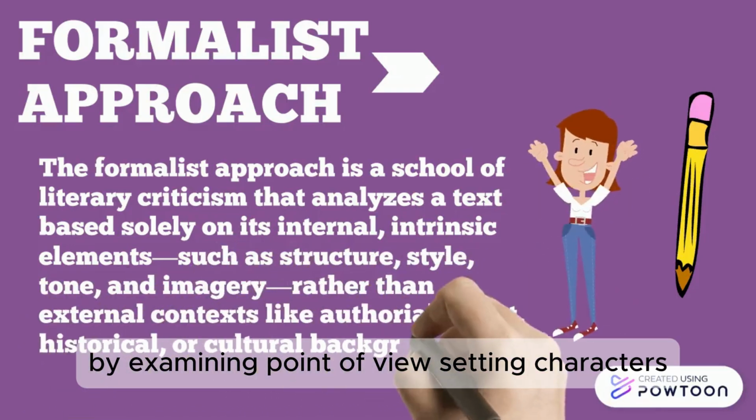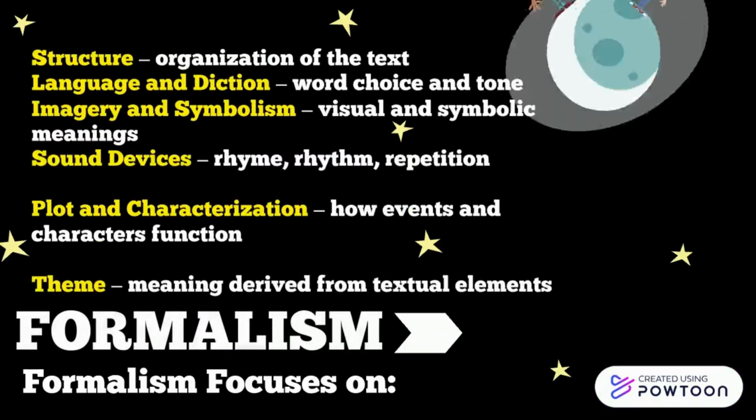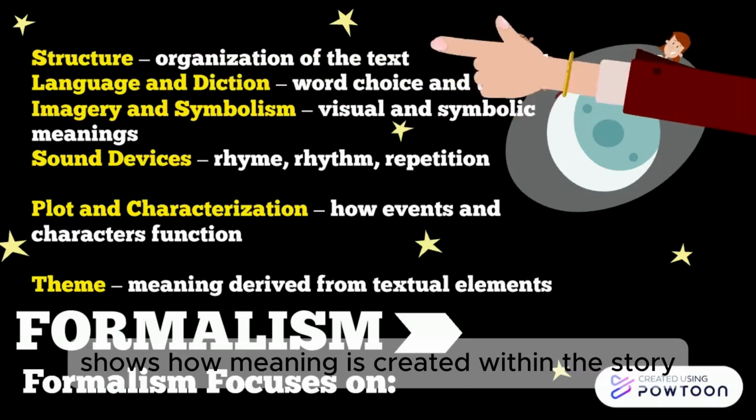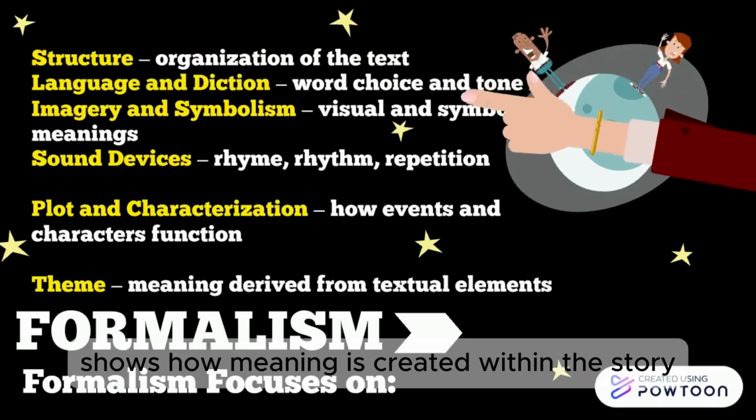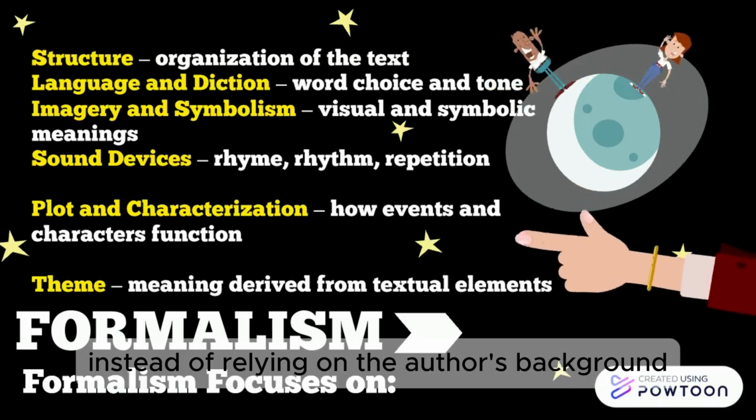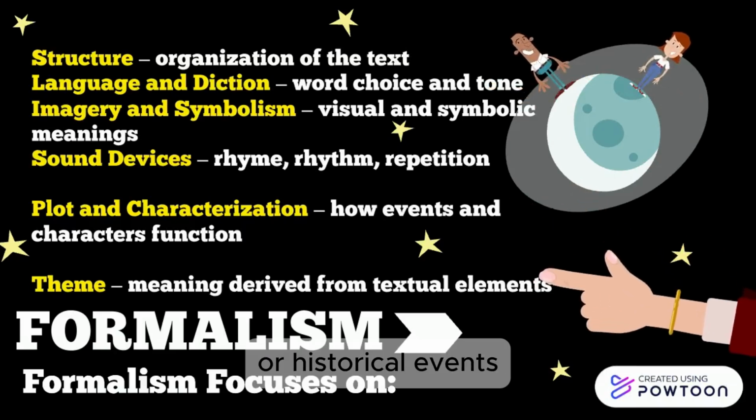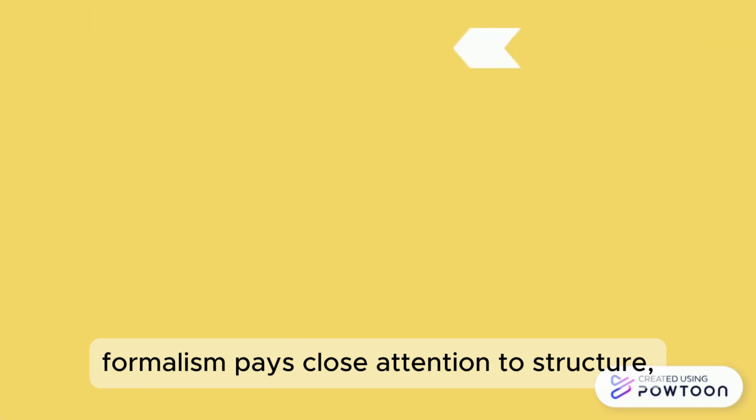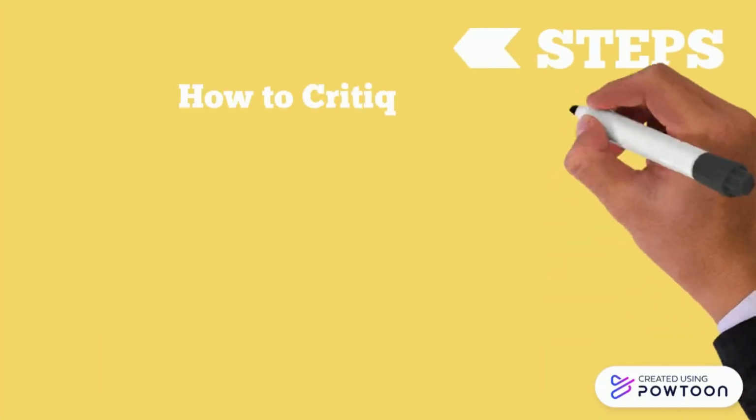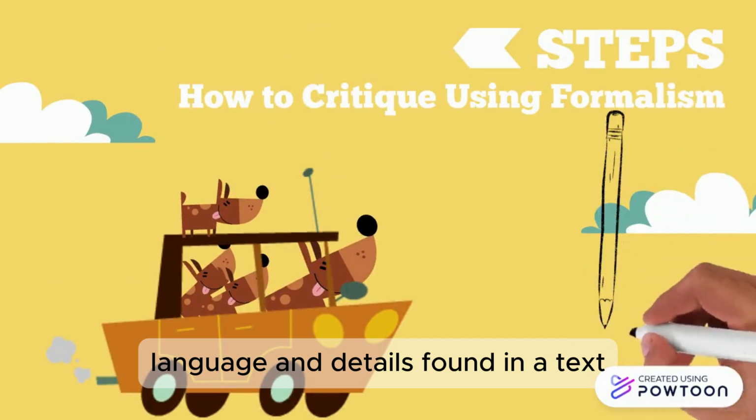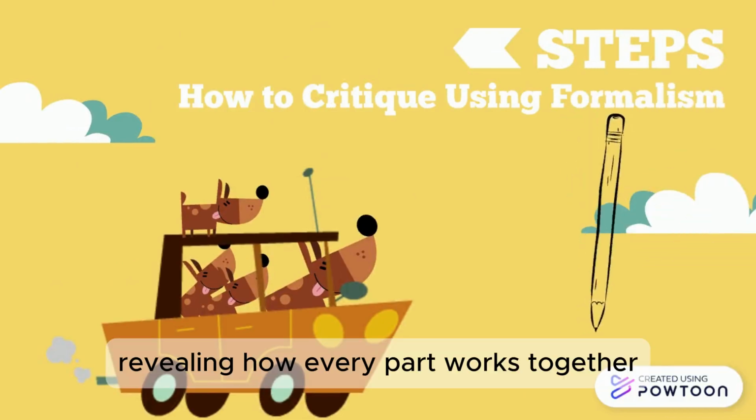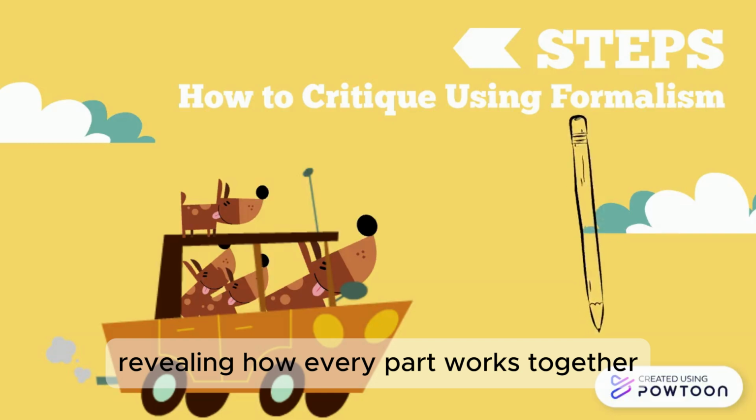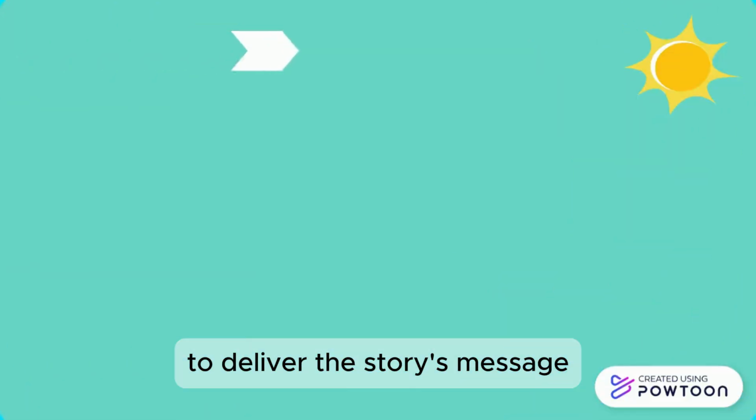By examining point of view, setting, characters, plot, symbols, and theme, this approach shows how meaning is created within the story. Instead of relying on the author's background or historical events, formalism pays close attention to structure, language, and details found in the text, revealing how every part works together to deliver the story's message.